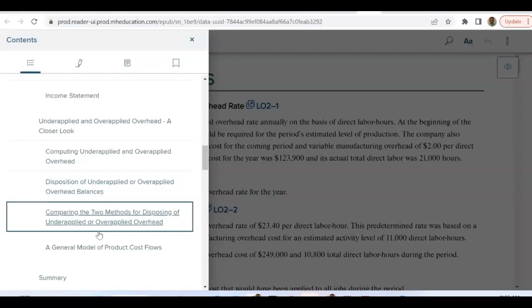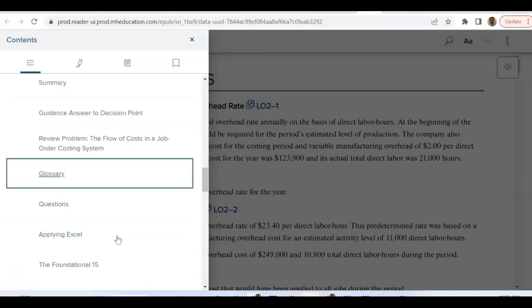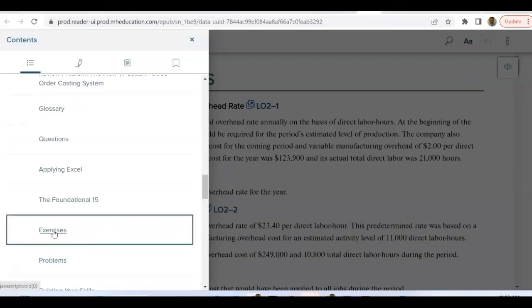Job order costing you normally use for situations where you have a specific job, which you're not going to do the same thing over and over. It's just a one-time job. So here is the exercise.